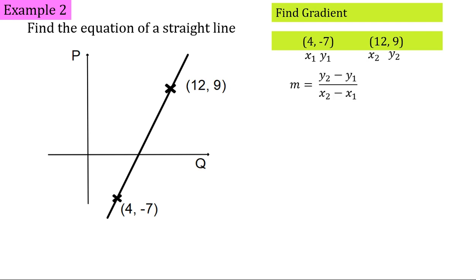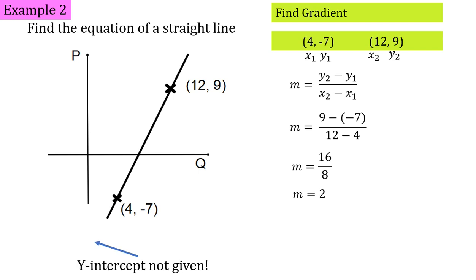There's our gradient formula, which we need to memorize. And we will plug our numbers in. So 9 minus minus 7 and 12 minus 4. So you should get 16 over 8 because it's 9 plus 7 and 12 minus 4 is 8. 16 over 8. Then that simplifies to divide top and bottom both by 8, so it's 2 over 1, or just 2. Okay, so again, y-intercept not given, you don't know what it is.